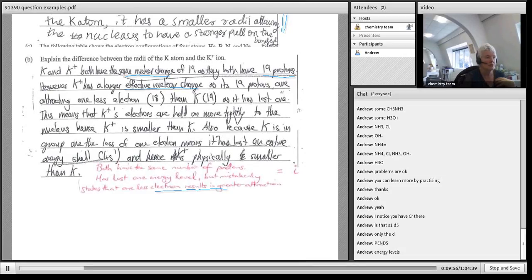So what they've done here: its 19 protons are attracting one less electron. That is where the error is. So this was the error, because it's not the fact that it's 19 protons and one less electron that means the attraction is greater. It's got nothing to do with that, that it's now focused on more electrons, so it's going to be attracted more strongly. Remember the other bits, you've got to talk about the distance.